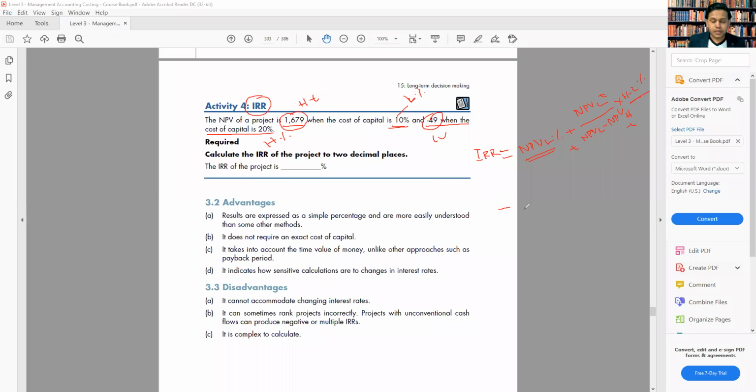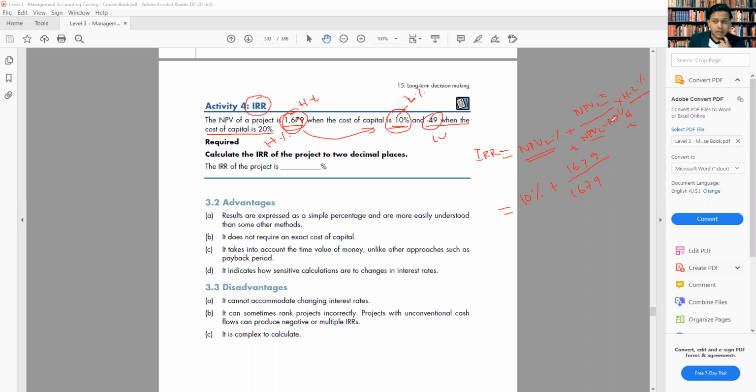So let's do that. The first one, NPV lower percentage, so the lower percentage is 10%. We said 10% plus NPV lower amount. The lower amount, for the 10%, is 1679. So we write 1679. And then on the bottom we have NPV lower again, so 1679 again.